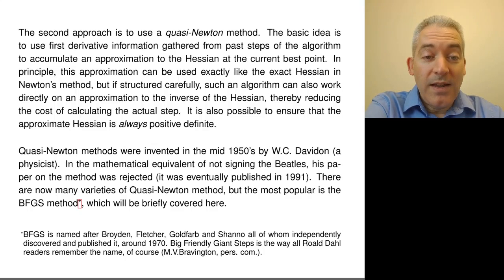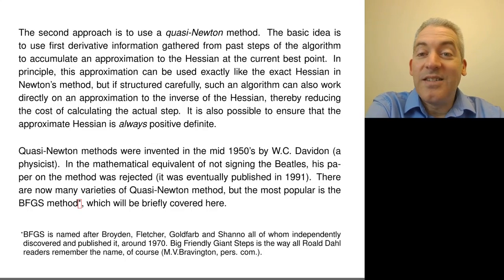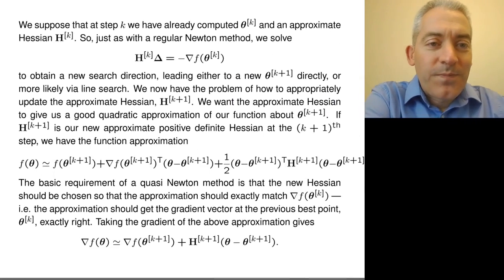But the particular variant we're going to study is this BFGS, named after 4 people. Around about the 70s. The cute comment at the bottom there suggests that you should remember this as big friendly giant steps, and it certainly is handy for remembering the acronym, I personally find. So there we are, BFGS is what we're going to look at.